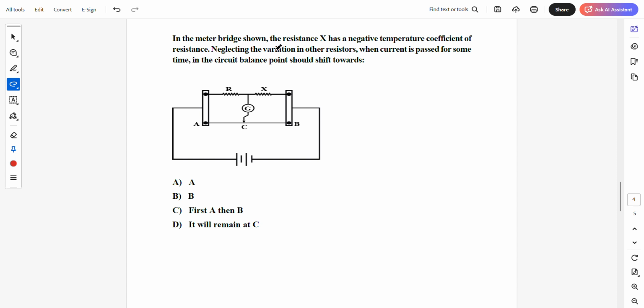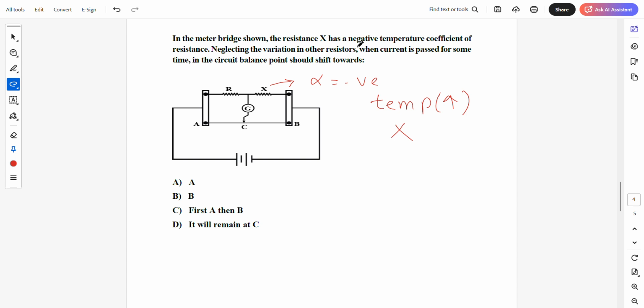In the meter bridge shown, the resistance X has a negative temperature coefficient. This resistance has alpha negative. What happens if alpha is negative? Then if temperature increases, what happens to the resistance here?